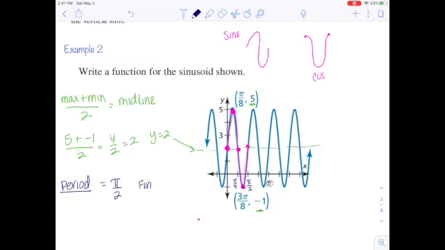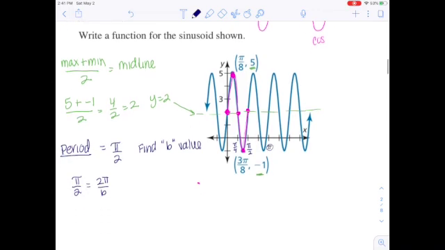Now we need to find our b value. So use your formula for your period. Pi over 2 is equal to 2 pi divided by b. And give it a little cross multiplying. We get b times pi is equal to 4 pi, divide by pi, and you have yourself b is equal to 4. I'm going to box that. I need that.